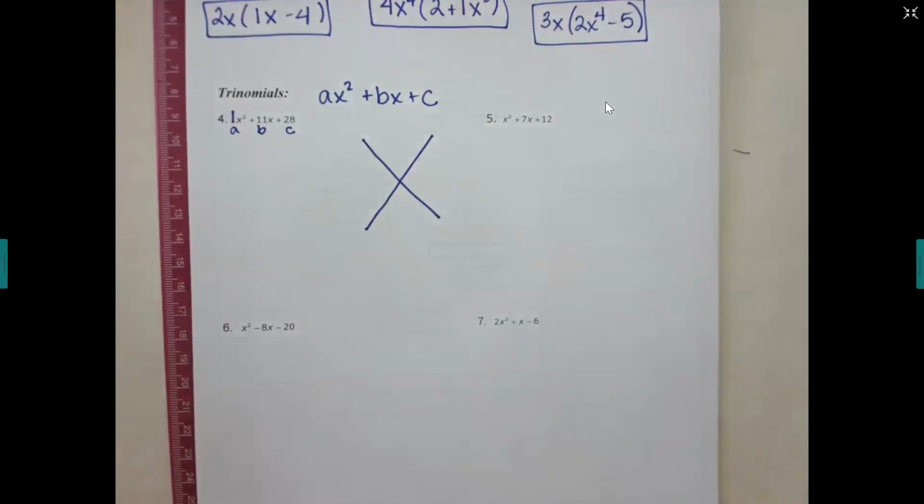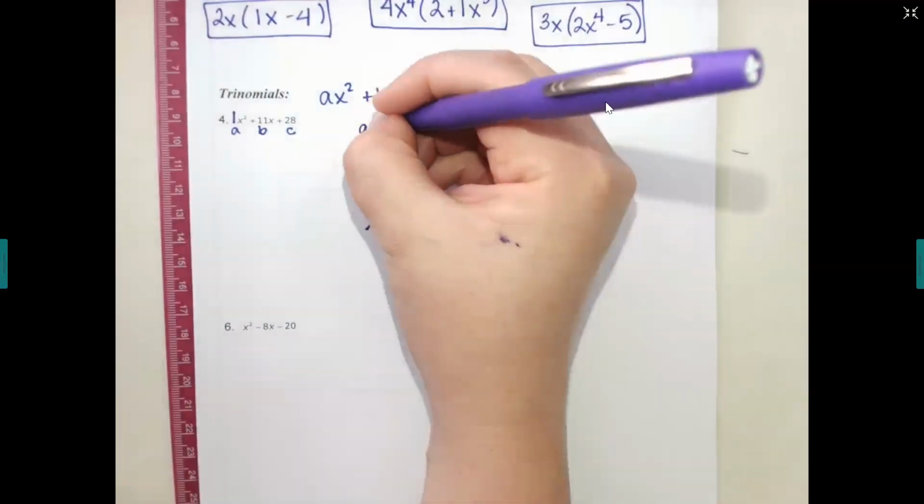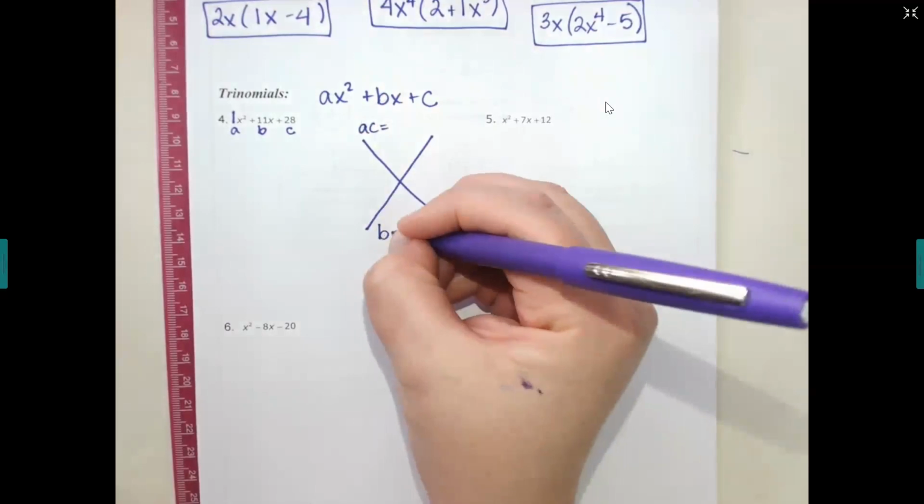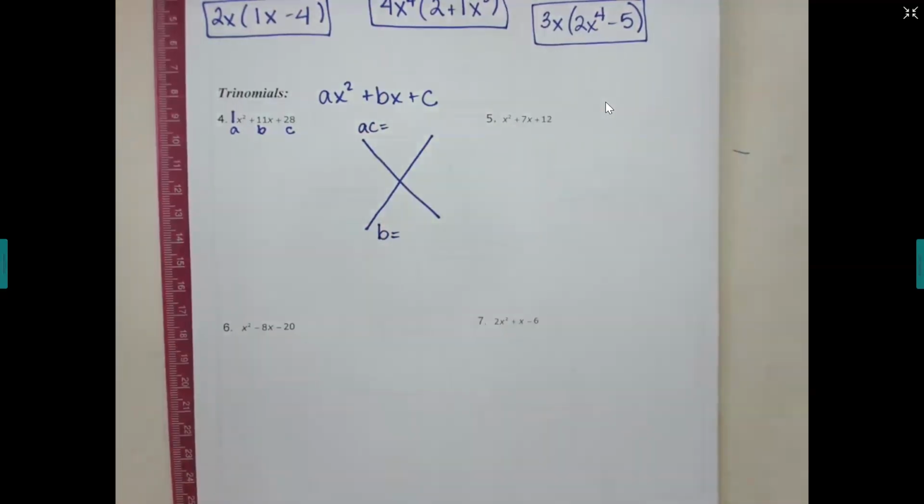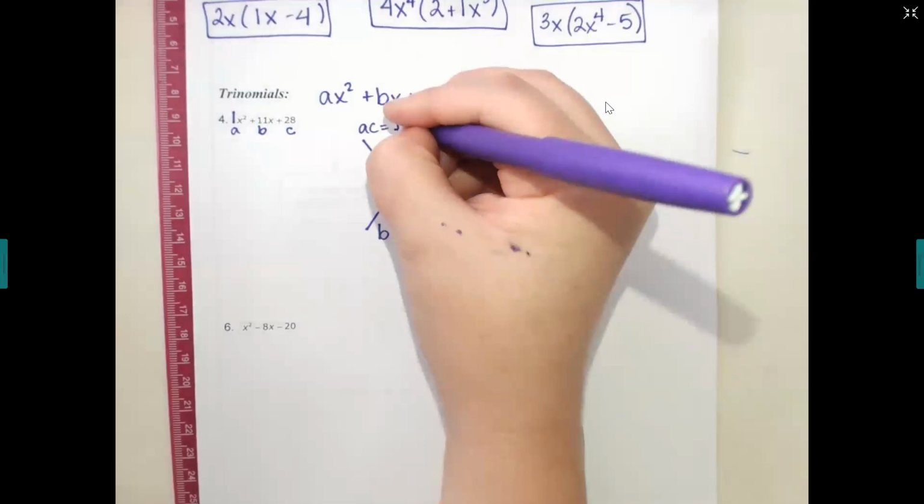Okay, I want you to put AC at the top and B at the bottom. So think like your air conditioner is up in the attic and B is your basement. To find your AC, you're going to multiply the A number with the C number. So my A number is a 1, my C number is a 28. What's 1 times 28? Positive 28.